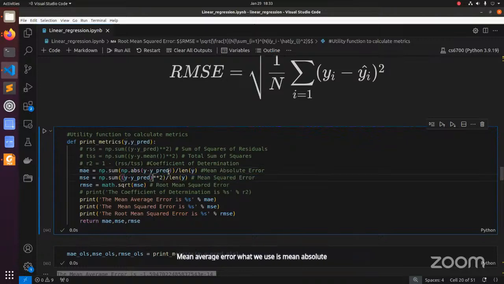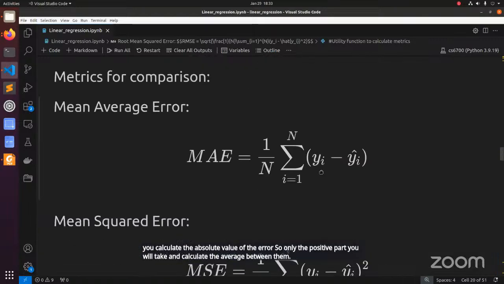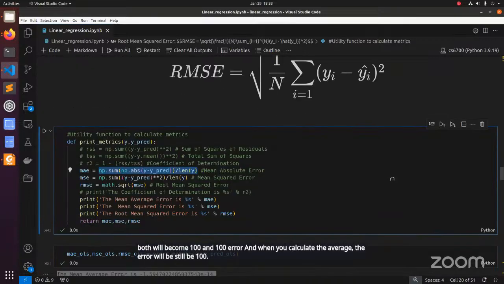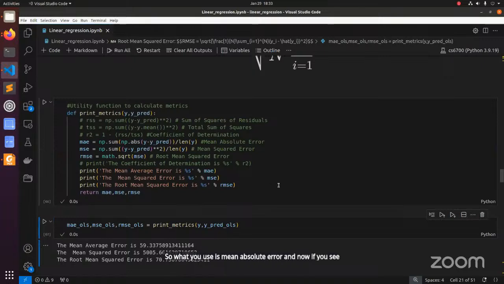So you calculate the absolute value of the error, so only the positive part you take, and calculate the average of those. So even though some errors are minus 100 and some are plus 100, both will become 100, and when you calculate the average, the error will still be 100. So what you use is mean absolute error. And now if you see, the error is around 60.